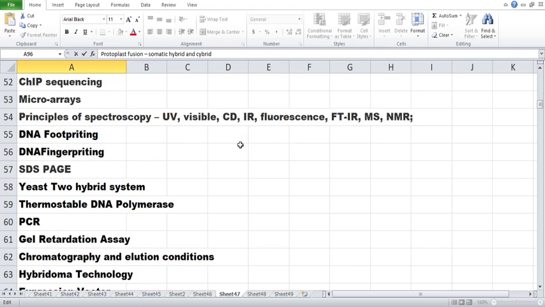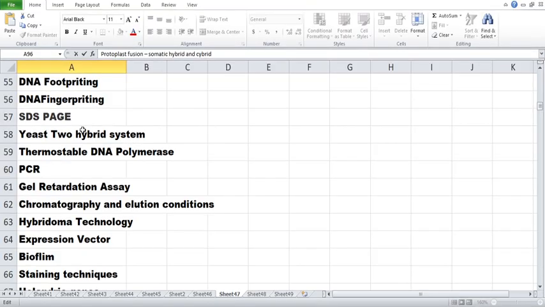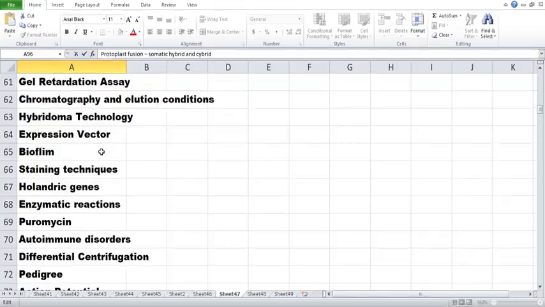Okay, after studying these topics, you should also have an idea about DNA footprinting, DNA fingerprinting, SDS-PAGE, and the yeast two-hybrid system. Next, you should know about thermostable DNA polymerase. So till now, we have only Taq as a thermostable DNA polymerase. Then there are some other thermostable DNA polymerases scientists have found. So you should also read about those things. Next, have a basic idea about PCR, the principle, the types, then gel retardation assay and chromatography.